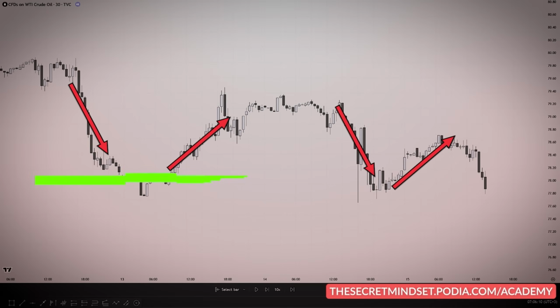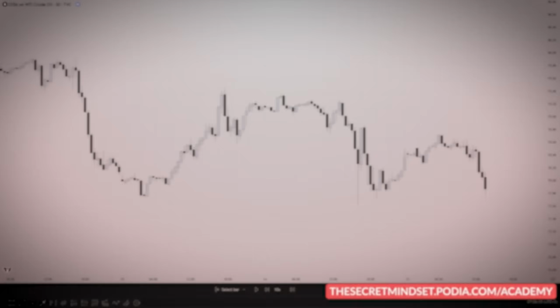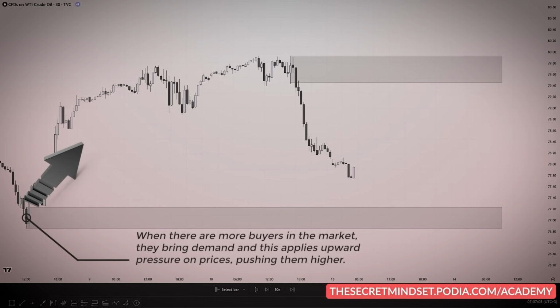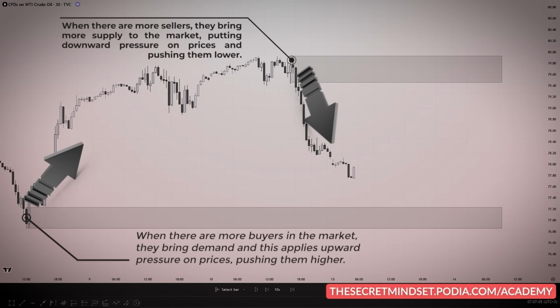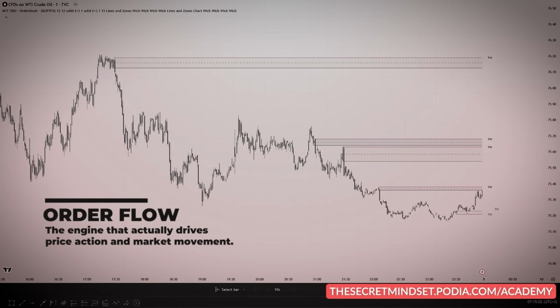You see, the price is constantly moving up and down, and this movement is a direct result of the supply and demand from market participants. When there are more buyers in the market, they bring demand, and this applies upward pressure on prices, pushing them higher. When there are more sellers, they bring more supply to the market, putting downward pressure on prices and pushing them lower. This dynamic between buyers and sellers is what we call order flow, and it's the engine that actually drives price action and market movement.